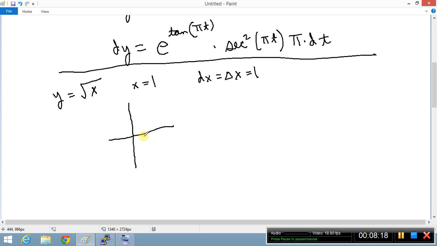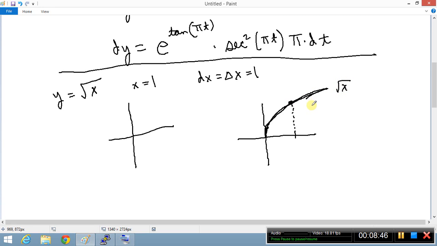You should know what the square root looks like. Whoops, this is very bad. Let's try that again. You should know what the square root looks like. The square root is this sideways parabola. And it's only the top half. Okay, so when x equals 1, we're about there. So this, of course, is the point 1, 1. This is the graph of the square root of x.